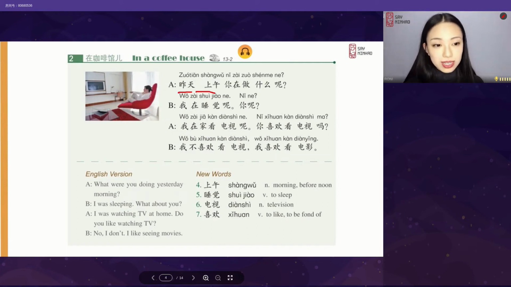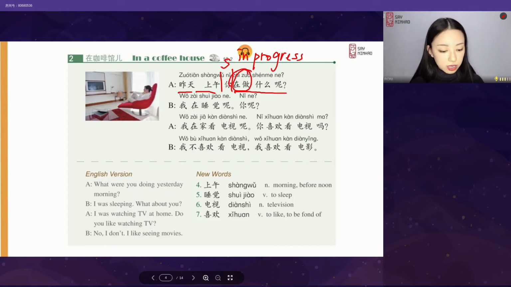First is 昨天上午, the time word. Yesterday morning. 你, the subject, right? 在做什么呢? 在做 means doing something. This thing is in progress. 在 plus a verb. Again, this structure happened again. And 做什么, do what? So the sentence actually means what were you doing yesterday morning? So we can see here this 在 plus a verb structure doesn't only mean this thing is happening right now. It can happen in the past. But one thing we must remember is that this thing is in progress.